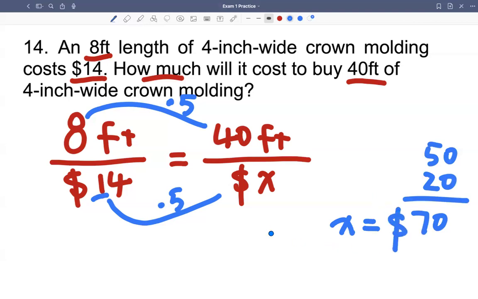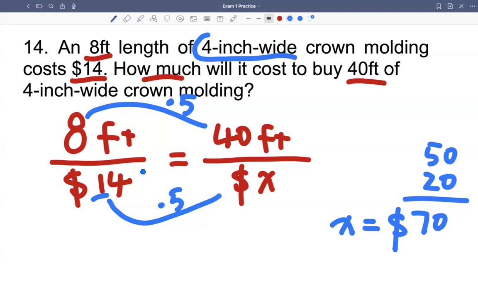Costs $70. Well, if you ask about this 4 inches wide, it's just a part of the molding description. The molding is 4 inches wide. It has nothing to do with the length of the molding, because the cost depends on the length of the molding, and has nothing to do with this 4 inches wide.